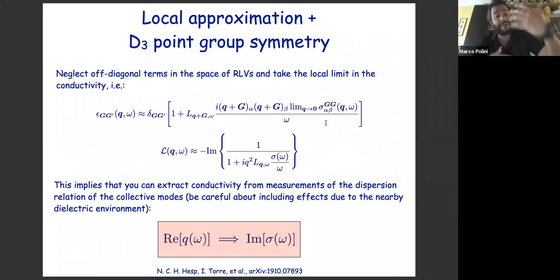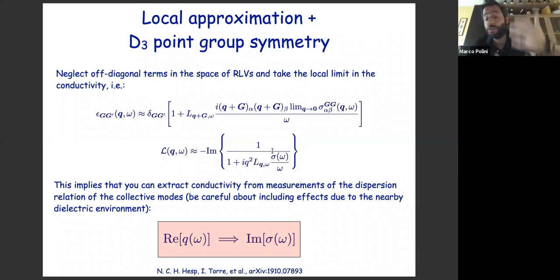So when you do this, the matrix inversion becomes extremely easy. You can recast the energy loss function in terms of two ingredients, essentially. The local conductivity sigma, which becomes a scalar here because of the D3 point group symmetry of the crystal we're working with, and L of Q and omega, which is in general the Coulomb potential between carriers in twisted bilayer graphene, as screened also dynamically by nearby dielectrics.